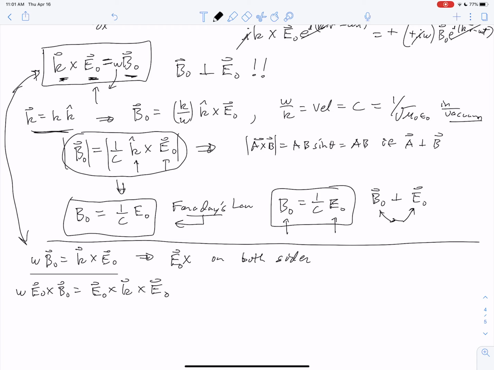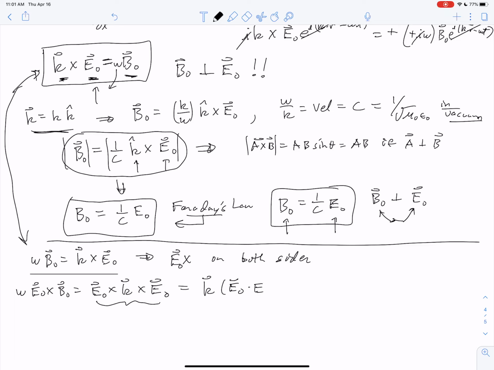All right, so let's do this, and we get something really useful from this. When we do this, we see that this is just the double cross product, and we know what that is. That's equal to k times E naught dot.